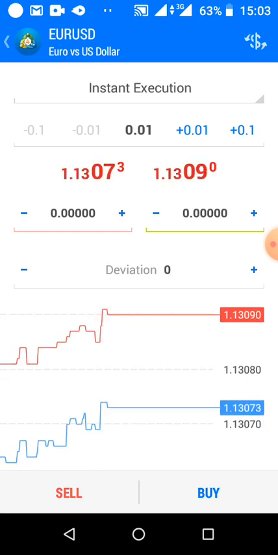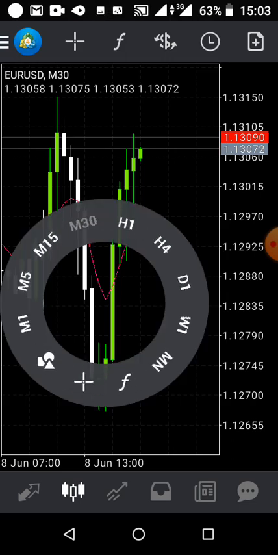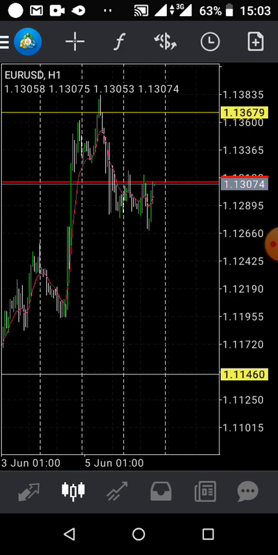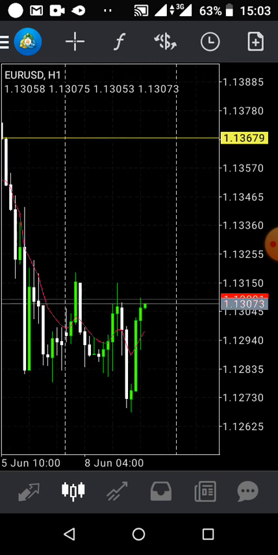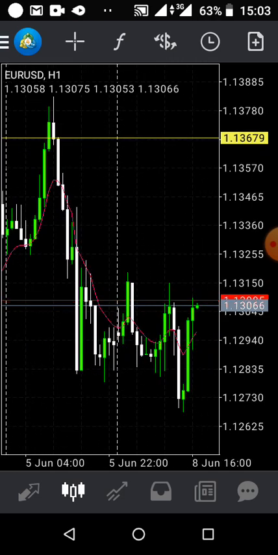Let's go back to the chart. After we are done with our analysis, let's go back to 1 hour. After we are done with our analysis, let's take for instance, I am not saying that this is the analysis at the moment. I've not done any analysis. I just want to show you how a trade can be executed, either buy or sell.